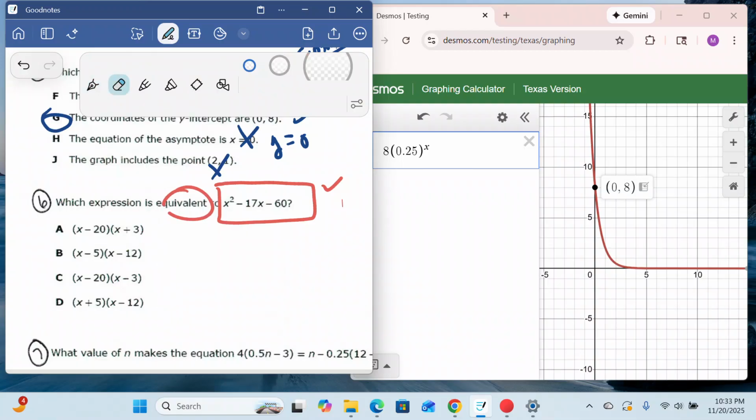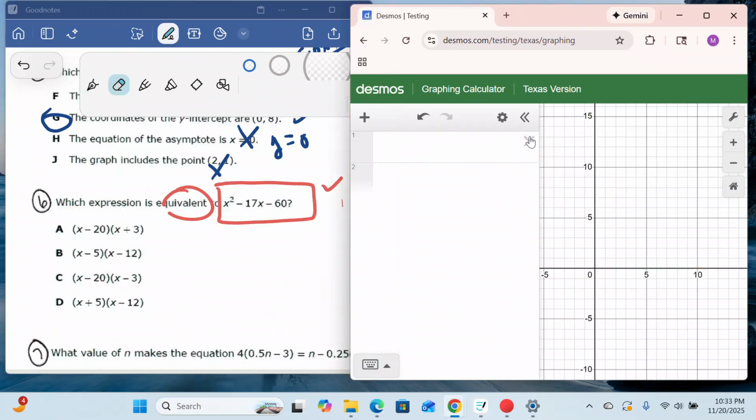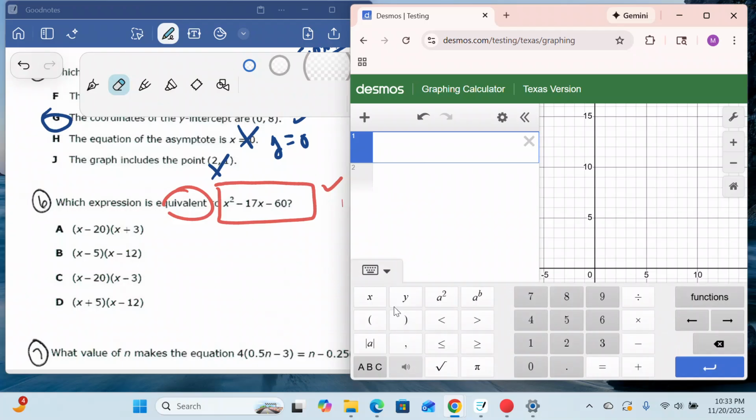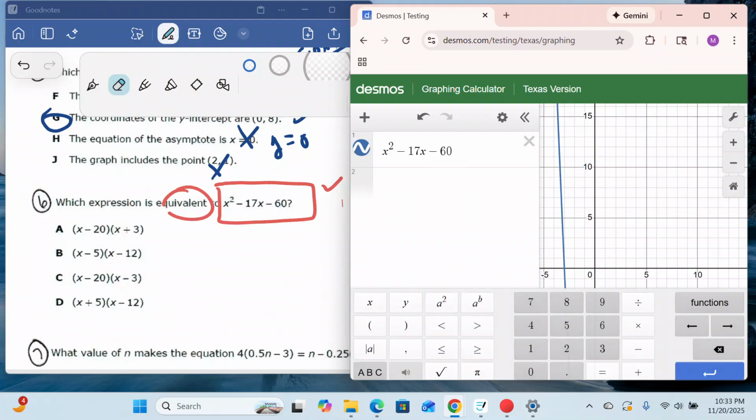So let's input the first one, and it's a matter of just inputting it. I'm going to get rid of this one, and then I'm going to input x squared. I'm going to get my keypad out, and I'm going to put x squared minus 17x minus 60. And there's my quadratic.